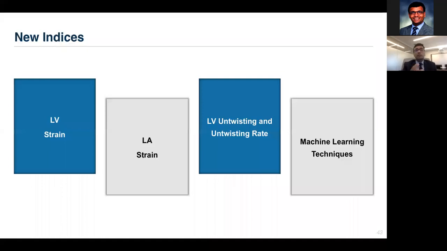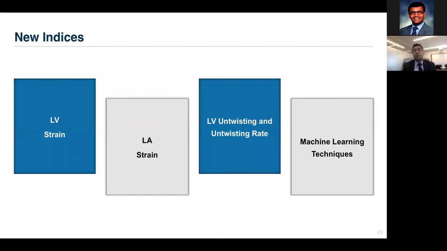There are several other new methods or variables that have been introduced, particularly global longitudinal strain. Left atrial strain is coming very quickly as a very important marker of diastolic dysfunction. In the very near future, you're going to see more and more incorporation of left atrial strain into clinical guideline documents. There are also other variables like LV untwisting and untwisting rates, strain rates, that are not completely standardized.